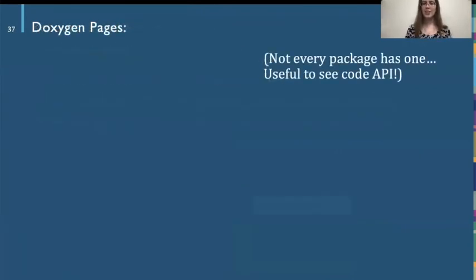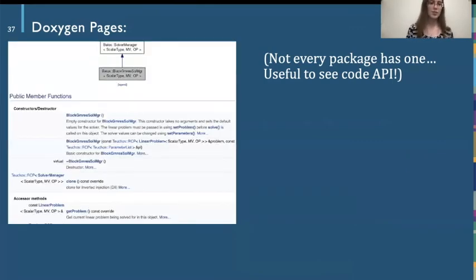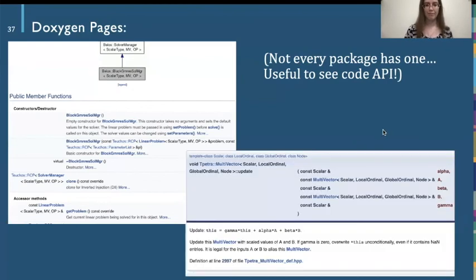A little word on Doxygen pages. Not every package uses Doxygen for documentation, but where they do exist, they're very useful to see the code API. So for example, here's a screenshot of a Doxygen page for the Belos Block GMRES Solver Manager. At the top here, I can see the inheritance structure of all of the objects around the Block GMRES Solver Manager. I can see the constructor calls and the destructor calls and different accessor methods, and it goes on through all the methods available in that Block GMRES Solver Manager class.